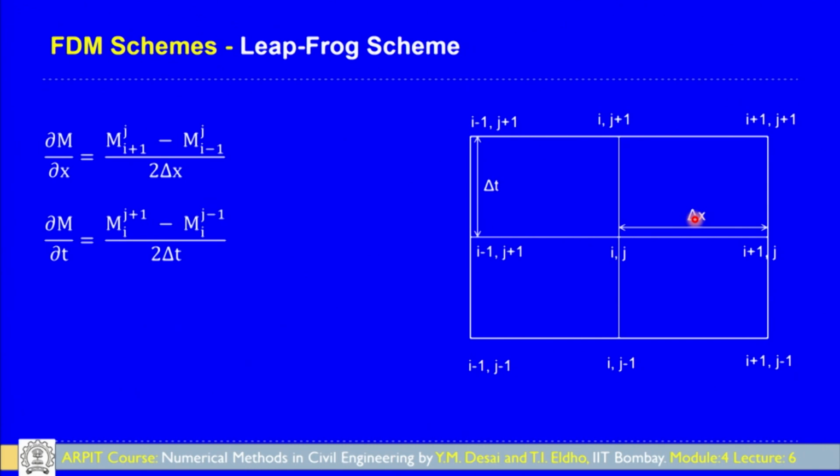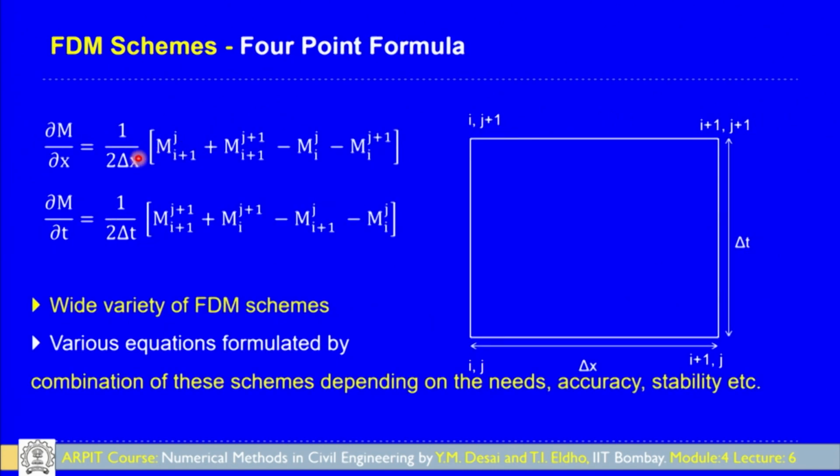We have discussed here the first derivative, but the second derivative del square m by del x square or del square m by del y square or del square m by del t square we can also write in a very similar way. Then finally, another scheme is called the 4-point formula.